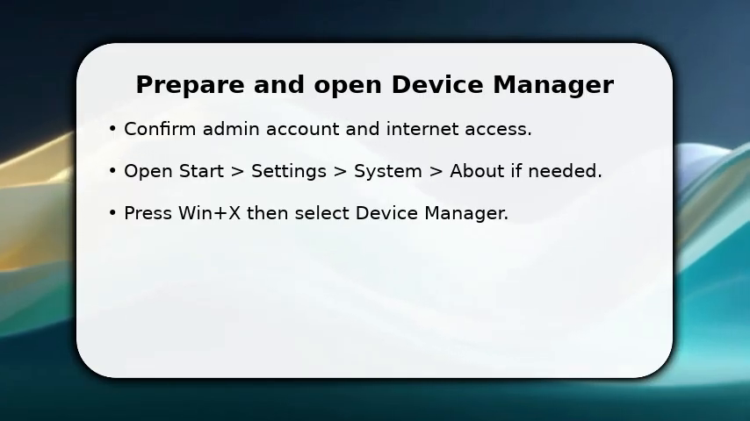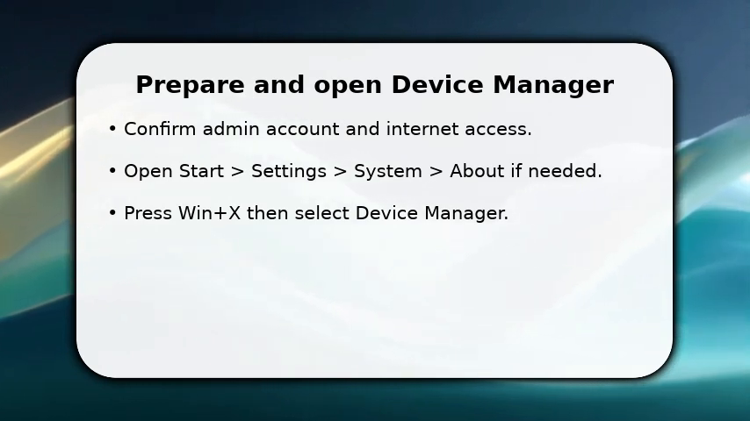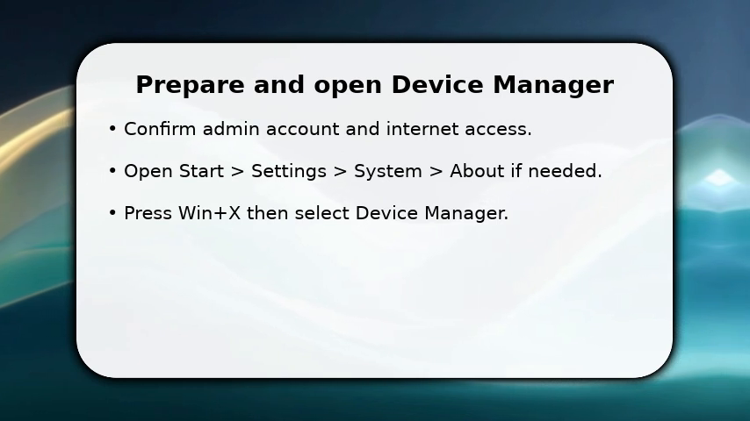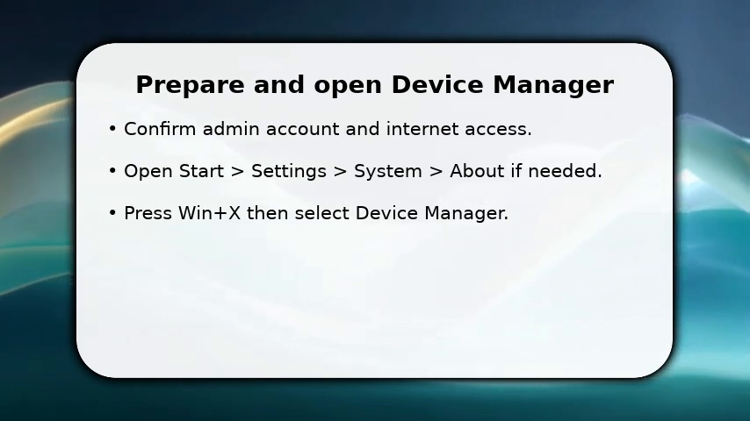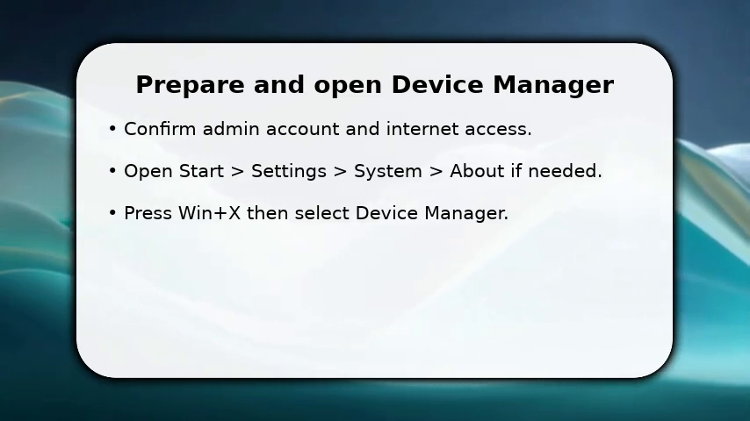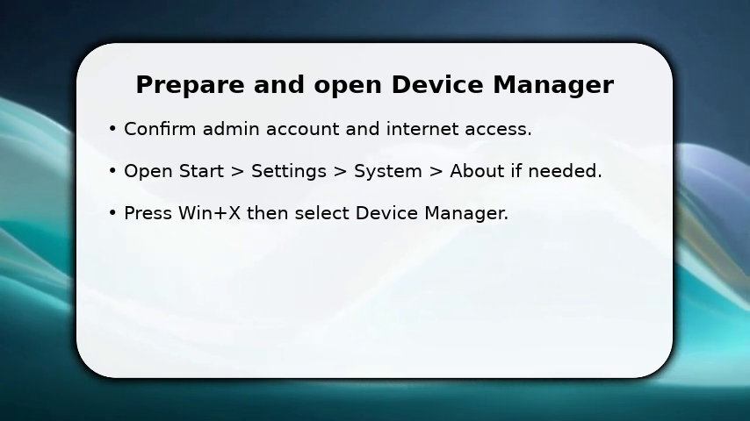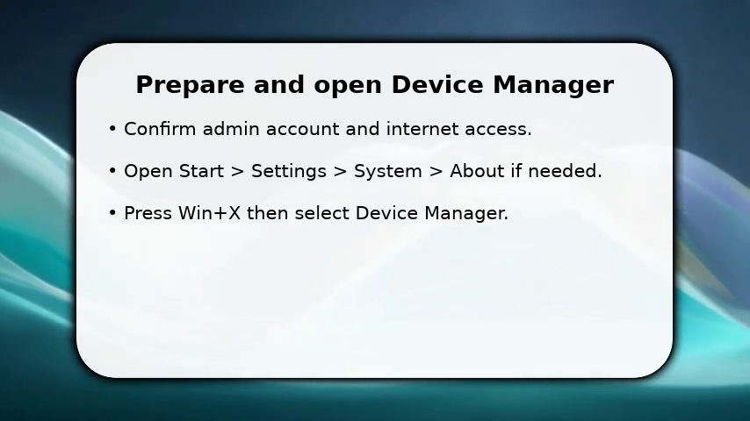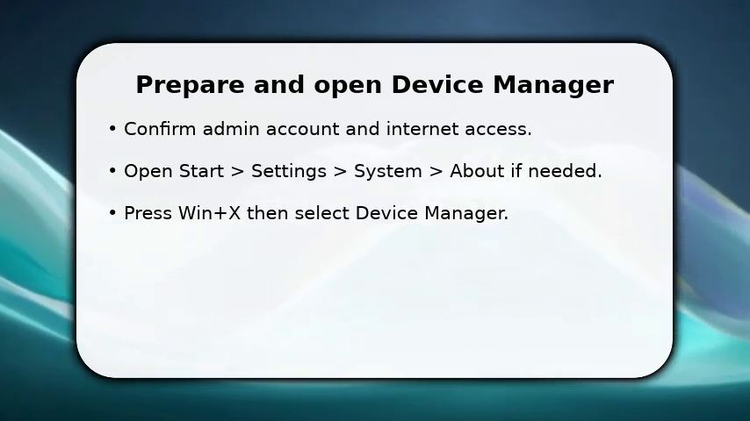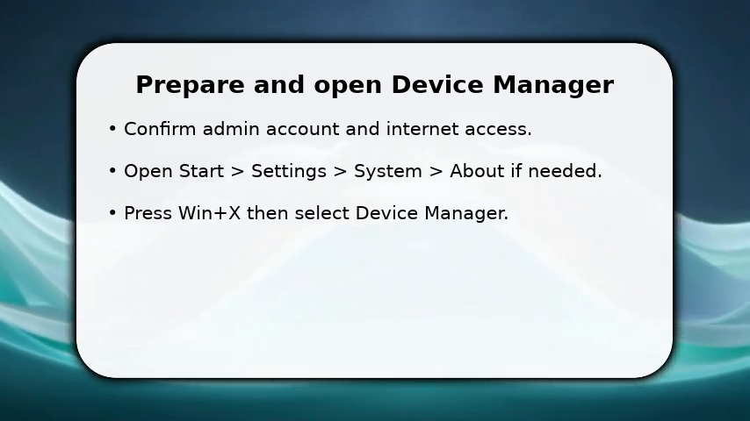You start by making sure you have an administrator account and the PC is online. Once ready, press Win+X and open Device Manager. This is where Windows lists hardware and drivers. If you prefer, open Settings System About to check system type first, because 32-bit versus 64-bit matters for driver choice. Make sure Device Manager is visible and the list is expanded so you can locate network adapters quickly.